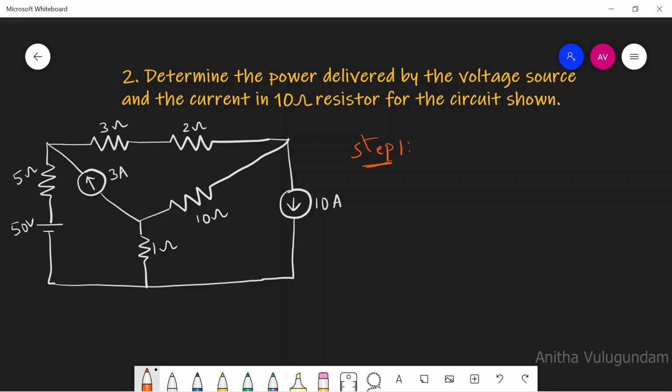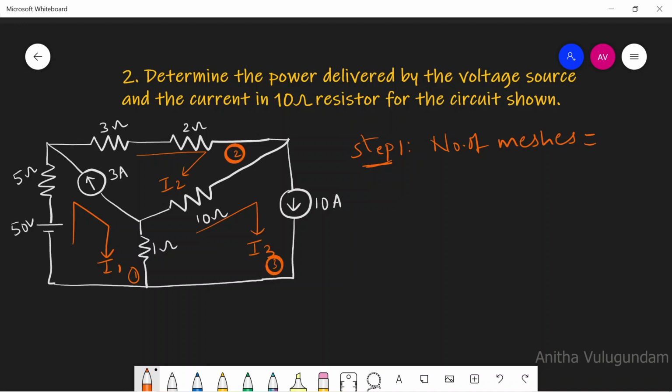Step 1. Number of meshes: let this be I1, let this be I2, let this be I3. Mesh 1, mesh 2, mesh 3. Number of meshes equal to 3. Step 2. Assign mesh currents I1, I2, I3.